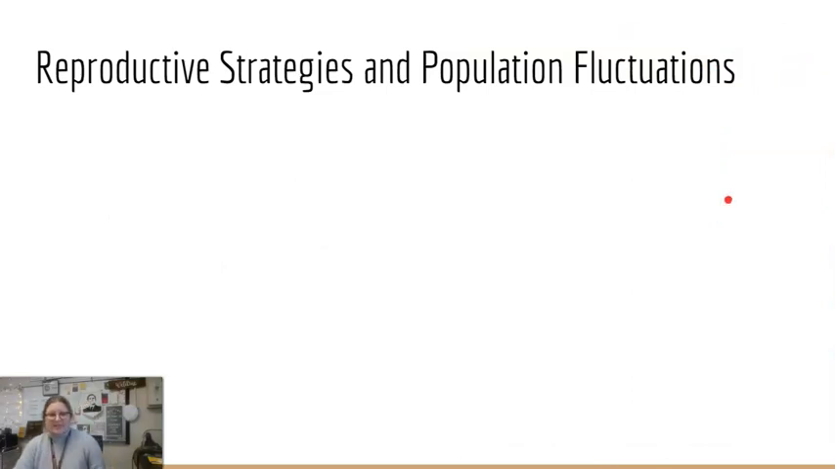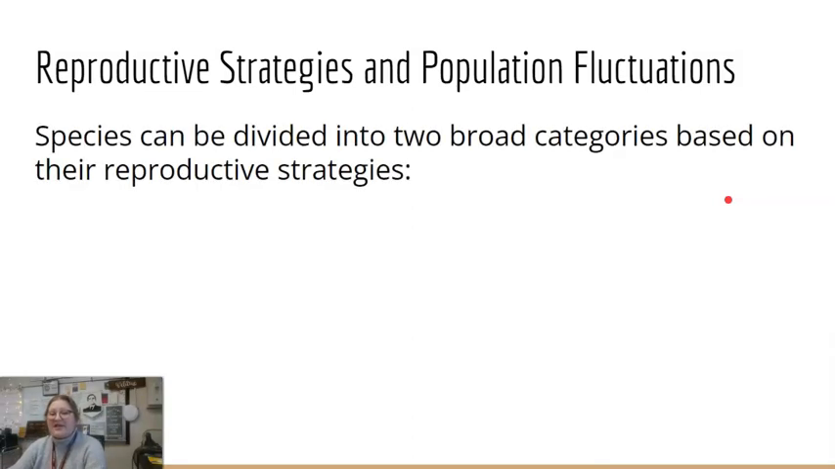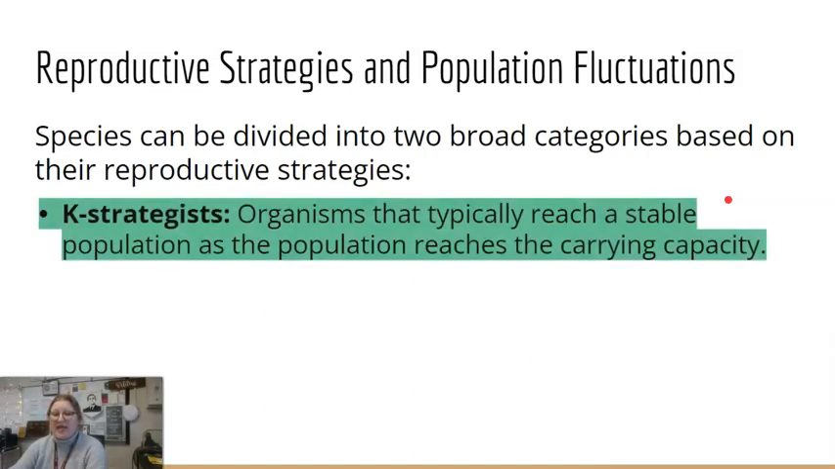All right, so the second part of this lesson was talking about reproductive strategies and then population fluctuations. Not every species reproduces with the same strategy. So species can be divided into two broad categories based on their reproductive strategies. There are K strategists and there are R strategists.